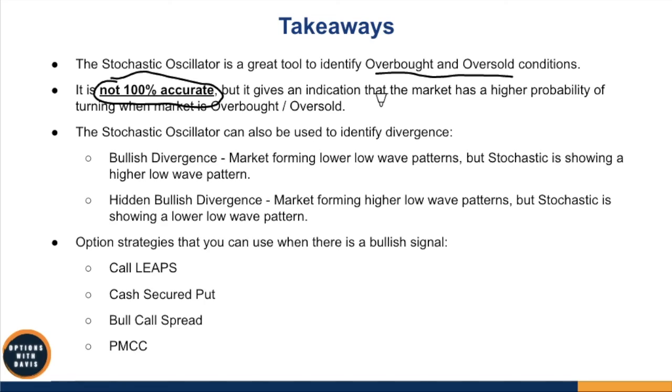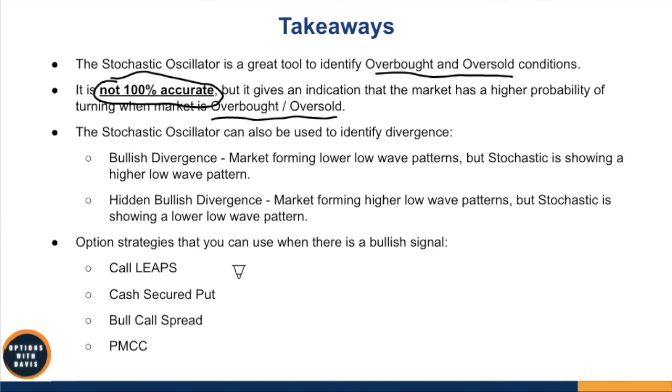What the stochastic oscillator does is give an indication that the market has a higher probability of turning when it is overbought or oversold. Next, it can also be used to identify divergence. There are two types. The regular bullish divergence is when the market is forming lower low wave patterns, but the stochastic is showing a higher low wave pattern. Then you have the hidden bullish divergence, where the market is forming higher low wave patterns, but the stochastic is showing a lower low wave pattern.